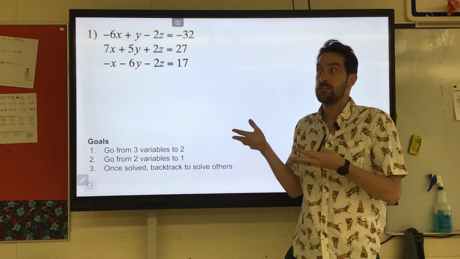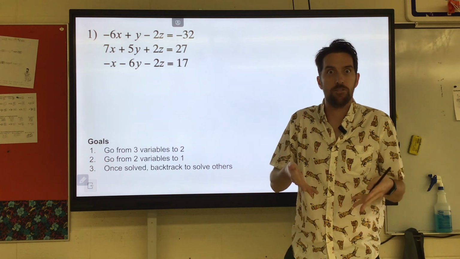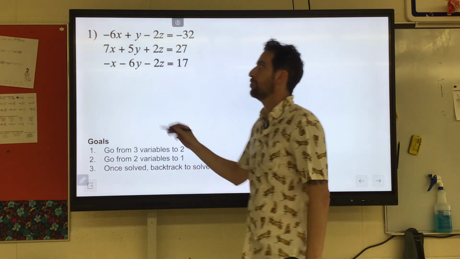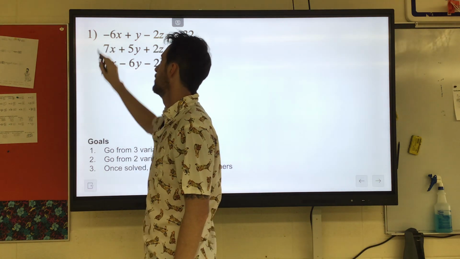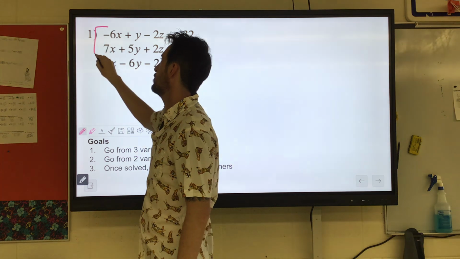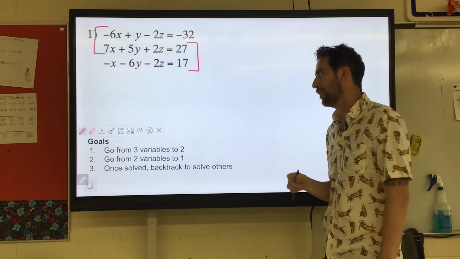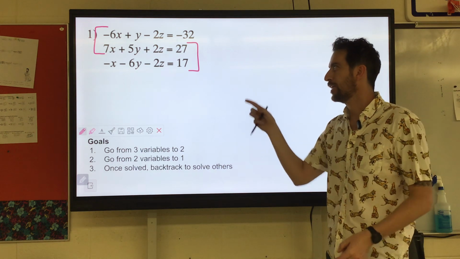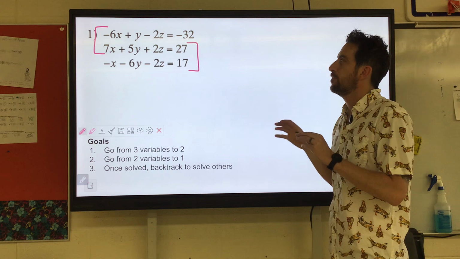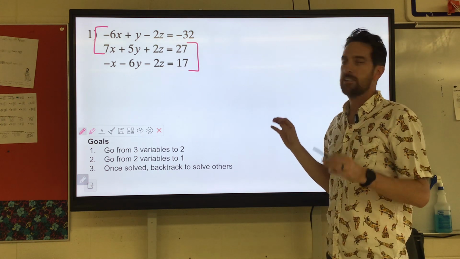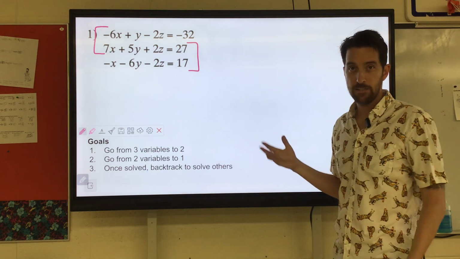Here we have 3. If all the equations have 3, we're going to pair them up and try to get them down to 2 variables. So we're going to pair up the first 2 equations, and the second and third. Now you can mix and match those. You could pair the first and second and the first and the third. It doesn't matter. But you want to figure out which variable you can easily eliminate from both of them. That might require multiplication, it might not.